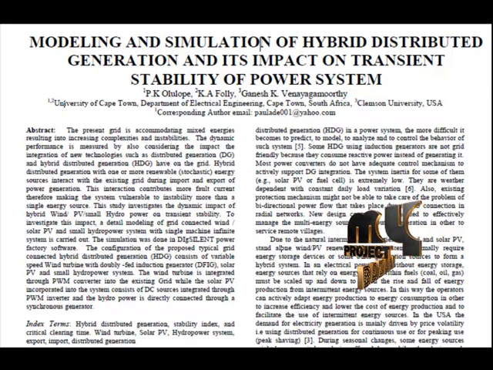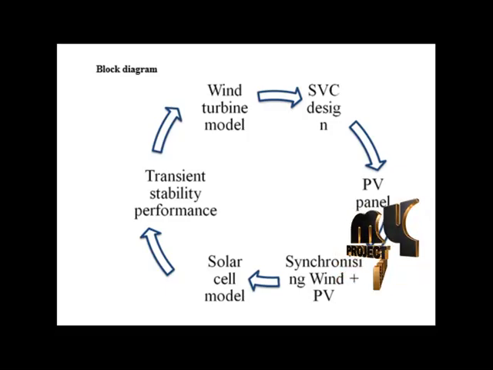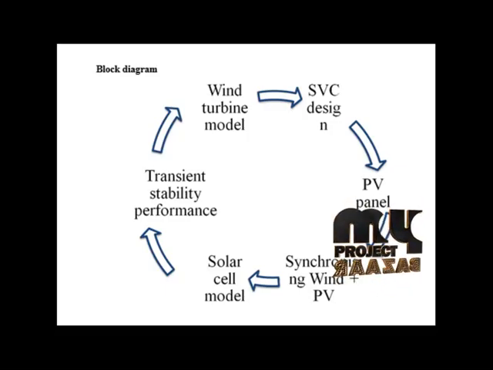In the grid, we integrate new technologies such as DG and hybrid distributed generation. If more fault current is present in the grid, then the system becomes vulnerable to instability. This is the flow diagram of our process. First, we go to design the wind turbine model.